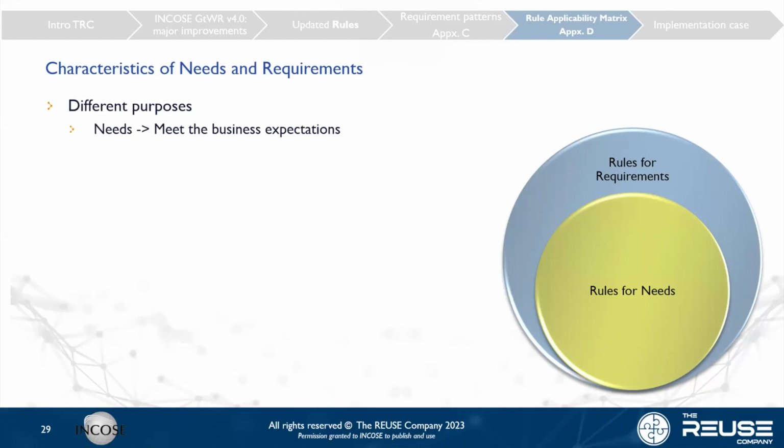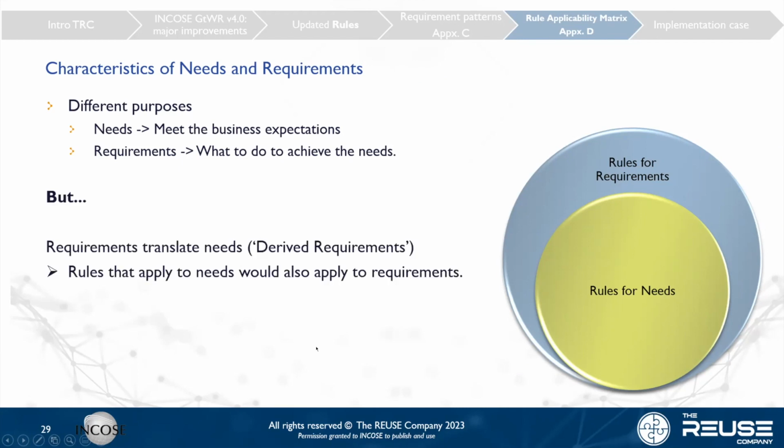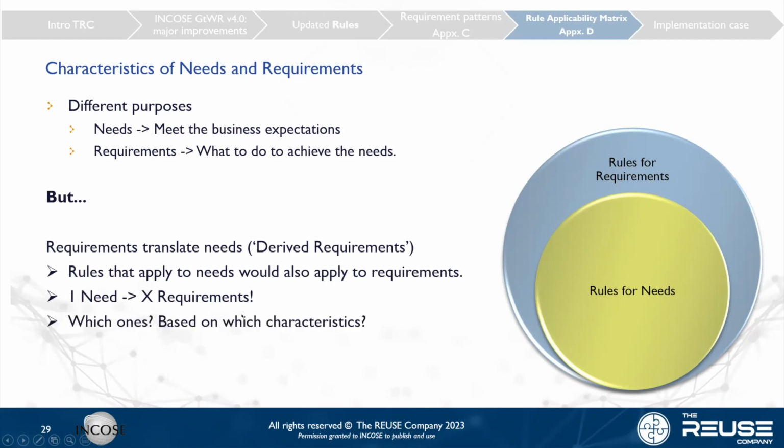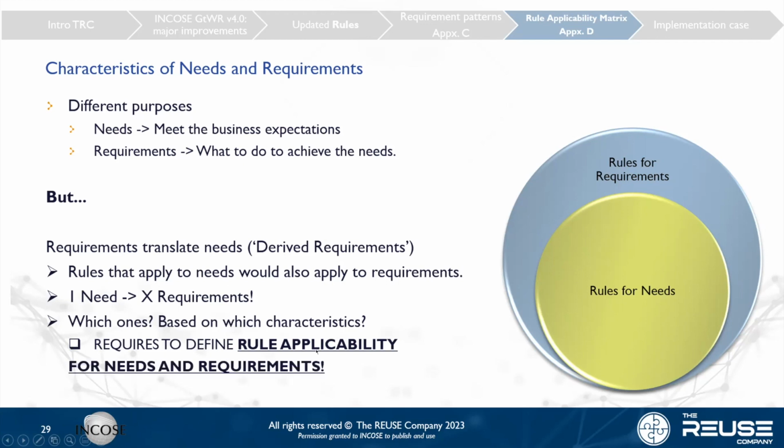So we have different purposes. Needs help us check that we meet the business expectations, so validation, and requirements that we have the right features to achieve the needs. And since requirements translate needs, we have a common ground here. So the rules that will apply to needs will also apply to requirements. So we are not applying something else. We're just increasing the thoroughness of the verification. Sometimes you might have one need deriving into more than one requirement. So the relationship is not one-to-one. Therefore, we have to choose which rule that would apply to the requirements that would not apply to the needs. And that's the result of the rule applicability matrix.